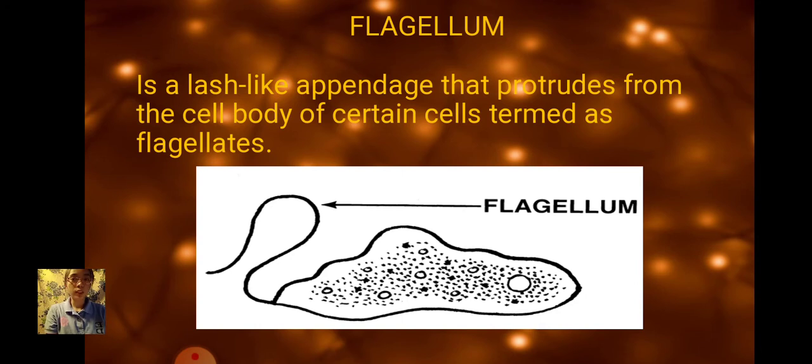Flagellum is a lash-like appendage that protrudes from the cell body of certain cells termed flagellates. The primary function of a flagellum is locomotion, but it also often functions as a sensory organelle, being sensitive to chemicals and temperature outside the cell.